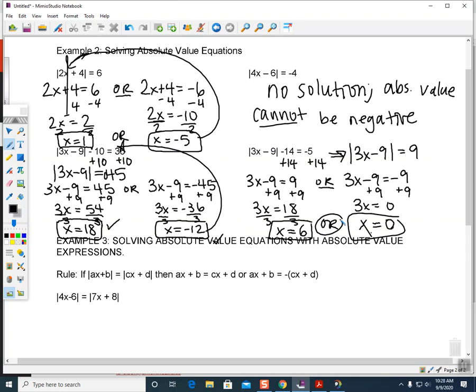I can plug these back in to check, right? If x equals 0, 3 times 0 is 0. 0 minus 9 is a negative 9. Absolute value of negative 9 is a positive 9. Positive 9 minus 14 gives me a negative 5. They both check out.